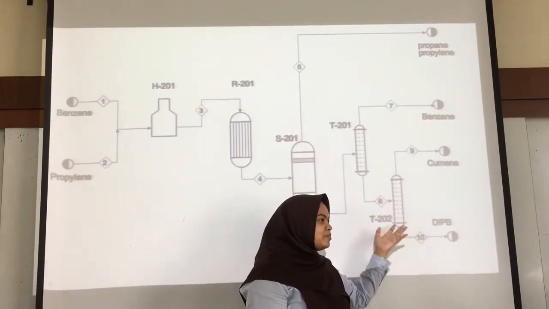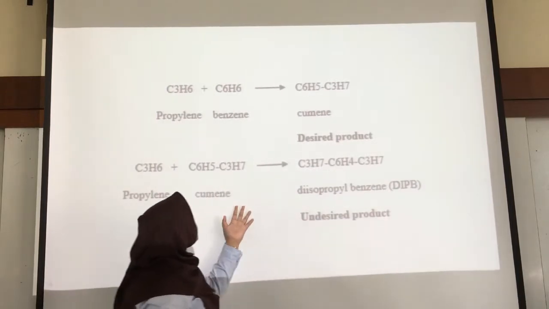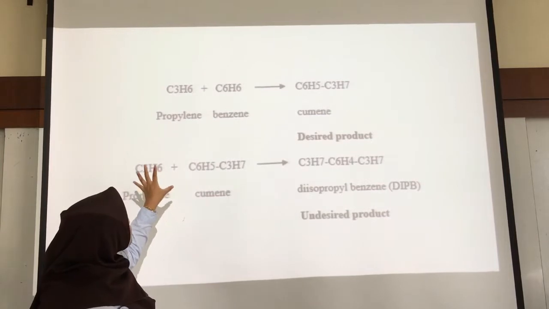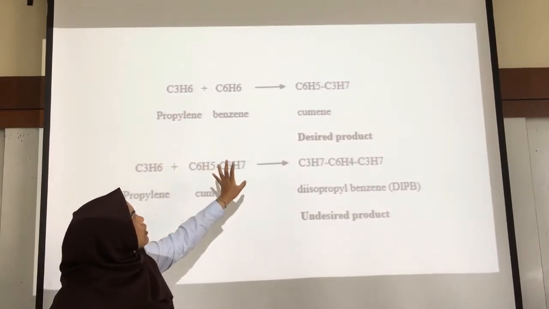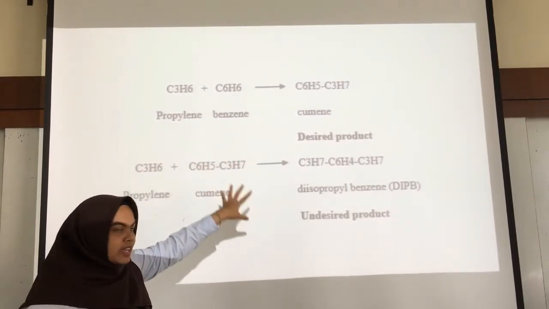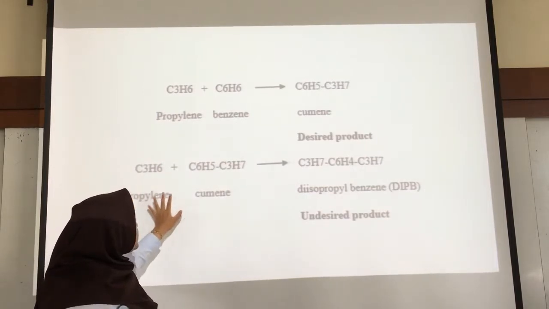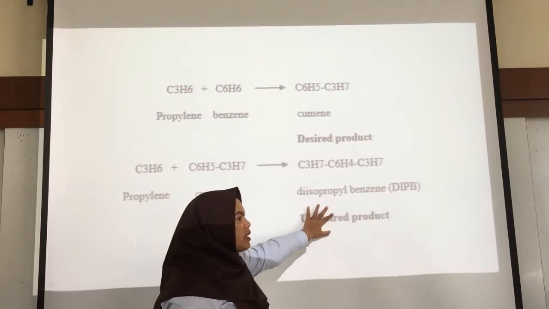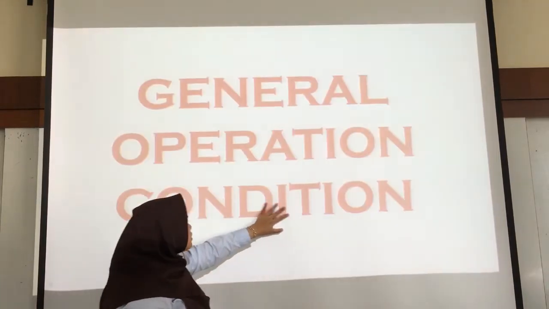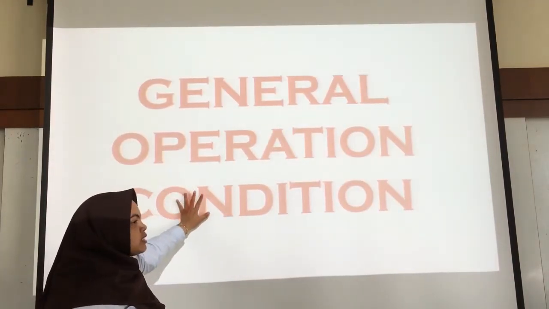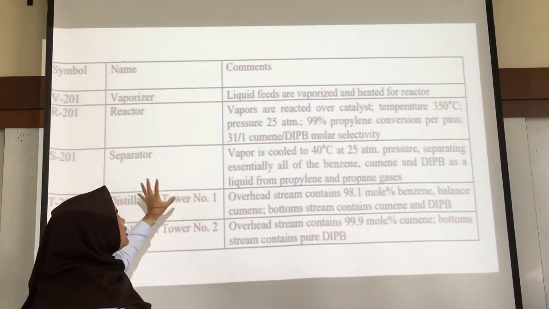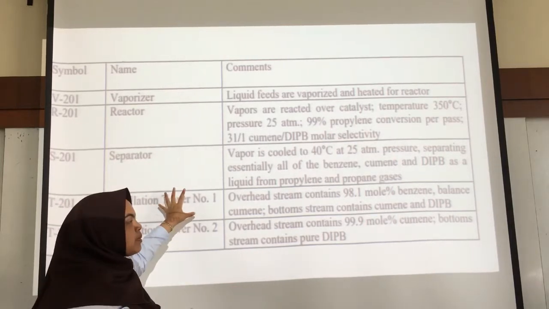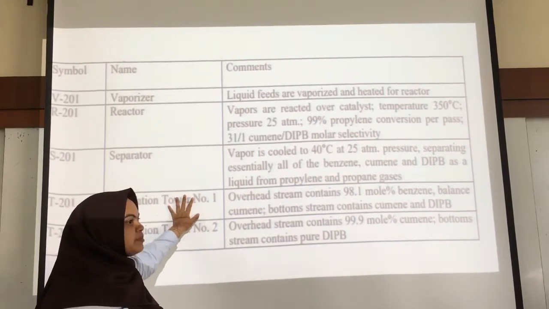This is the reaction that takes place in the reactor part. Propylene with benzene will produce cumene, which is the desired product, and then propylene and cumene will produce the undesired product, which is the DIPB. So next, general operating conditions. This is the part that I explained just now in the process flow diagram.